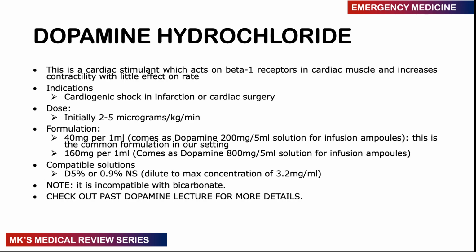So it comes as 200 milligrams of the dopamine, and this is the one that is common in our setting. You can also have the 160 milligrams per mil. This comes as a 5 ml solution, which contains 800 milligrams of the infusion. Often we dilute it in D5 or normal saline to a maximum concentration; we shouldn't exceed 3.2 milligrams per mil. Of course, I discussed this in great detail in the dopamine video, so I'll leave that tagged at the end of this particular video. It's not compatible with bicarbonate. So you should check out the video on dopamine calculations. I'll leave it tagged at the end of this video as well as in the description below.